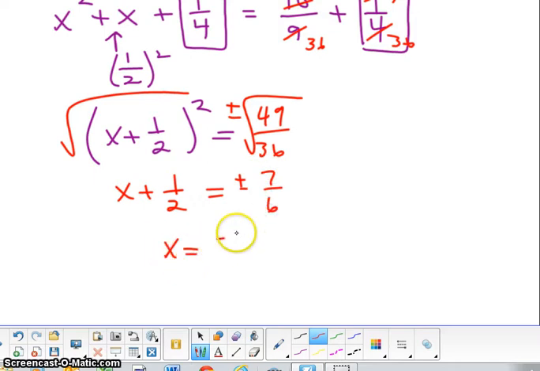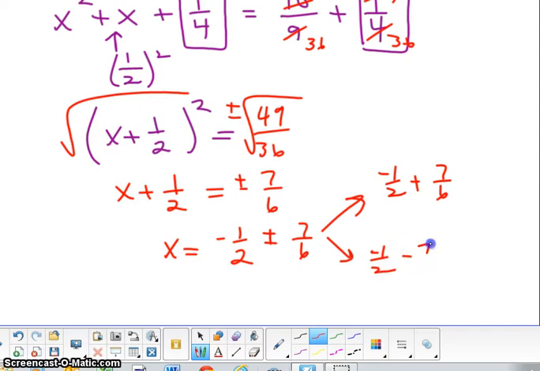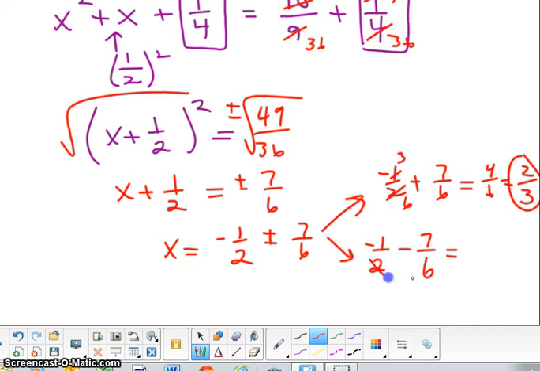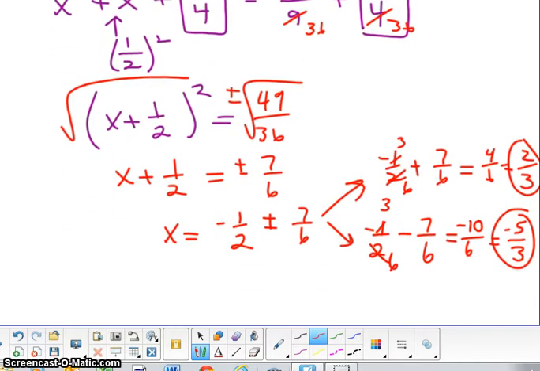Now one more step to add here is to actually subtract the 1/2 from both sides. That way x is isolated. And there are two different problems here. Negative 1/2 plus 7 over 6 and negative 1/2 minus 7 over 6. So when you combine like terms and multiply that by 3, you end up with 4/6, which reduces to 2/3. And a common denominator of 6 on this one is going to give you a negative 10/6, which reduces to a negative 5/3. So those are your two values of x for this problem.